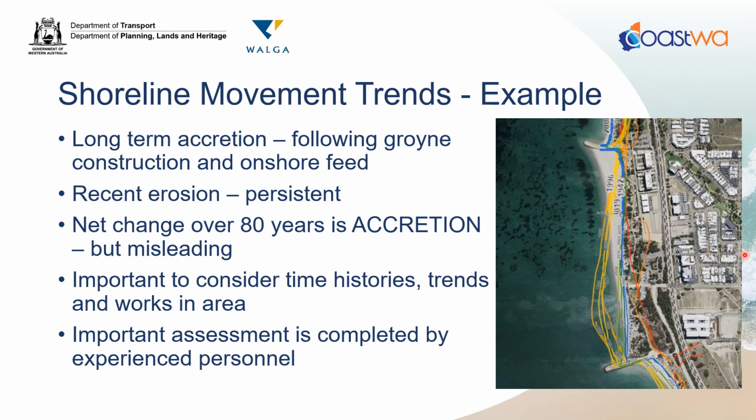So over the 80-year full period we have shoreline movement for, from this red line to these blue lines through here, we've actually got a net change of accretion, but this is misleading. We've obviously had a strong and persistent recent history of erosion. So we want to make sure we're considering time histories, we're considering shorter term trends as well as overall change, as well as works in the area and changes to those coastal dynamics and processes when we're determining our historic erosion trends. It's therefore important that the assessment is completed by experienced personnel who have a history and experience in calculating these types of things.